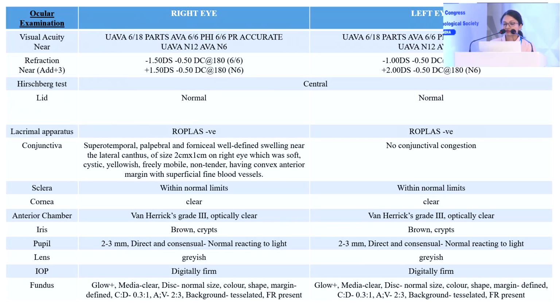The rest of the anterior segment was normal. The intraocular pressure was 14 millimeters of mercury in the right eye and 16 in the left eye on Goldmann applanation tonometry. The fundus was also normal.